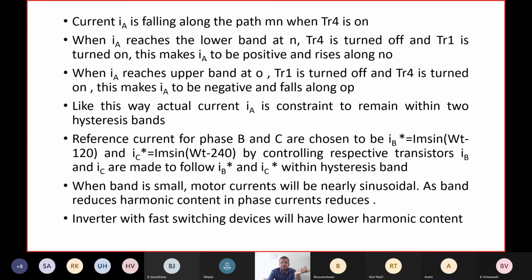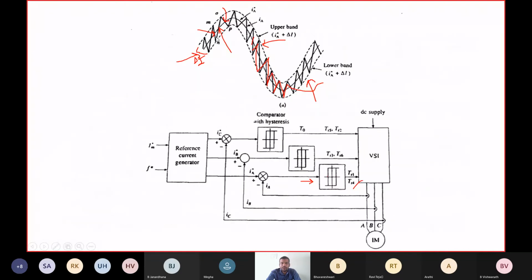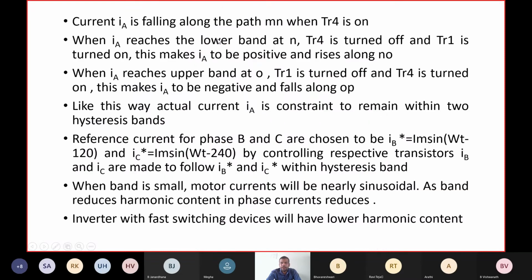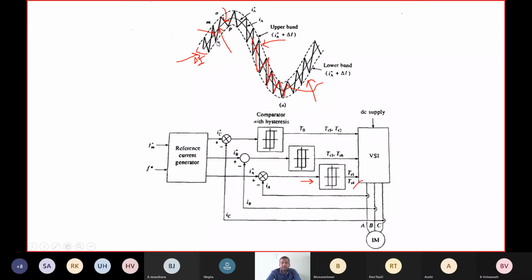So the same thing that I have explained here: when the current IA is falling along the path MN, TR4 is on. So TR4 will be on when falling along MN. When IA reaches the lower band at N, TR4 is turned off and TR1 is turned on. So when it reaches the lower band, automatically TR4 will be off and TR1 will be on. So the characteristic will be NO.